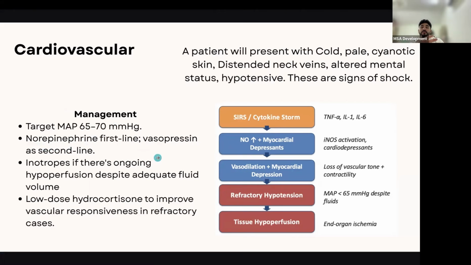Second thing, I'm going to give him a vasopressin to fix the hypotension that he has. Because he has less contractility, here I'm going to give him inotropes, right? And then to improve the vascular responsiveness to the medications that we're giving in such refractory cases, we can give corticosteroids, okay?